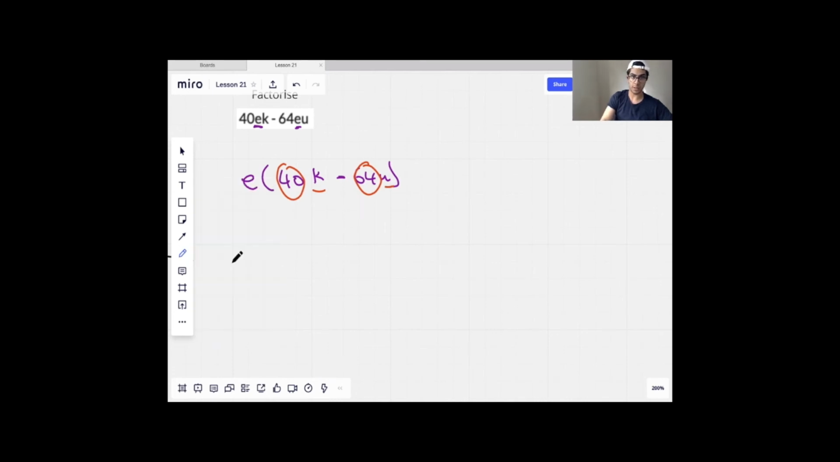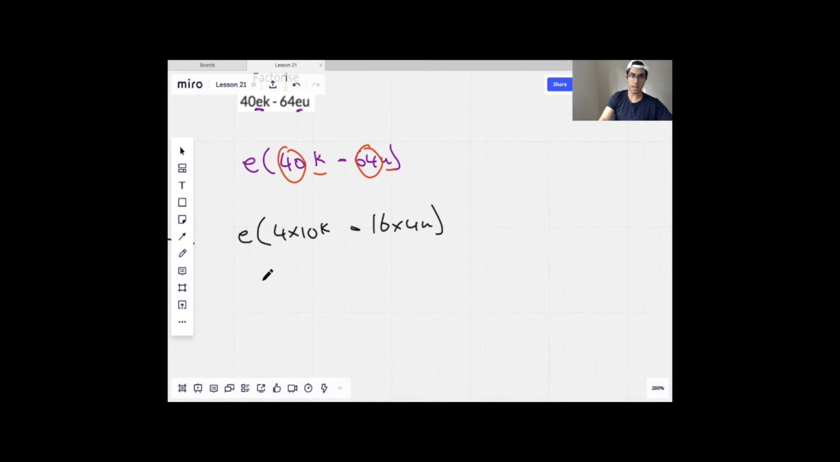So back to our black pen. E is 4 times 10K. And 64, well, I know 40 is divisible by 4, right? And then 40 plus 24 is 64, and 24 is divisible by 4. So we have 16 times 4U. And then we have E, and then we take 4 out, and then 10K minus 4u.